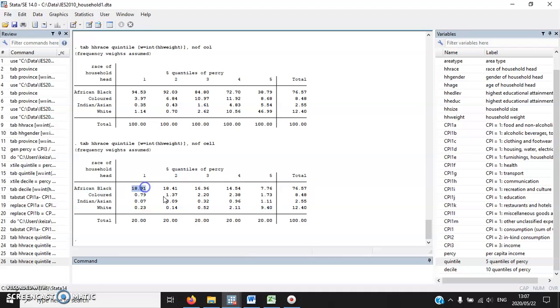So what does this mean? 18.91 means out of all the households, obviously weighted households, 19% of the households are headed by Africans, and they fall under the poorest quintile. And then maybe this one, it means out of all the households in the country, 9% of the households are headed by white and falling under the richest quintile. Okay. So I leave these answers for 30 seconds just to make sure we are all on the same page.